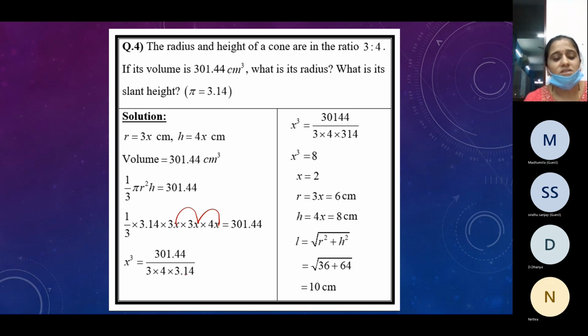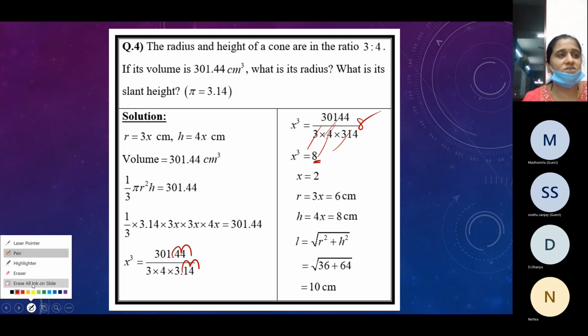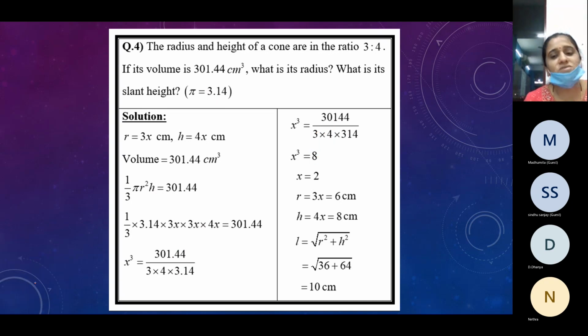transpose the numbers. Then shift the decimal point. 1, 2. 1, 2. You're shifting an equal number of decimal places in the numerator and denominator, so that gets cancelled. See here, 1, 2 and 1, 2 gone. So you can see the next step is without the decimal point. And then when you simplify, cancel and all that, you will get x cubed is equal to 8. All right, children?